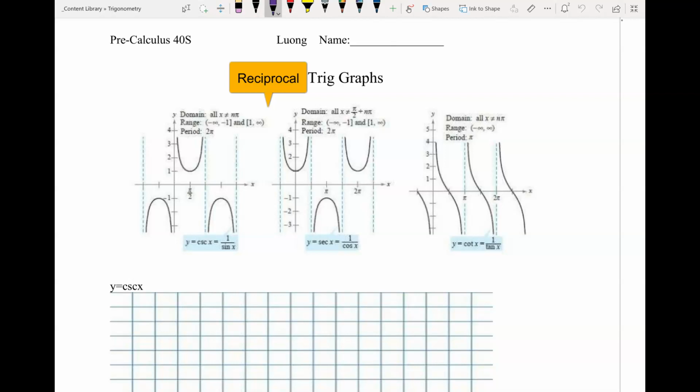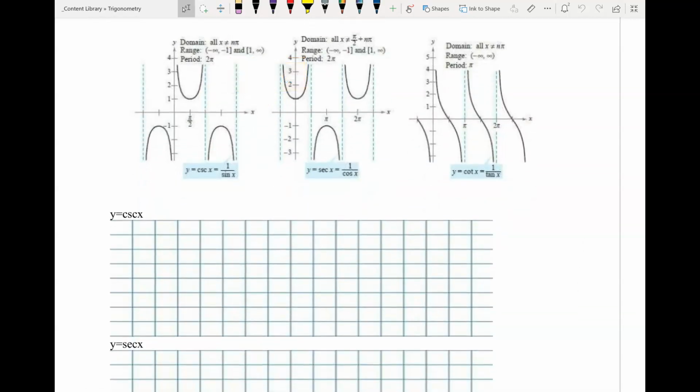Here are the graphs for cosecant x, secant x, and cotangent x. Now, how are you going to remember how to draw them? They're actually quite simple if you already know sine x, cos x, and tan x. I'm going to start off by drawing the xy axes on our grid here with the same usual increments of pi over 2.